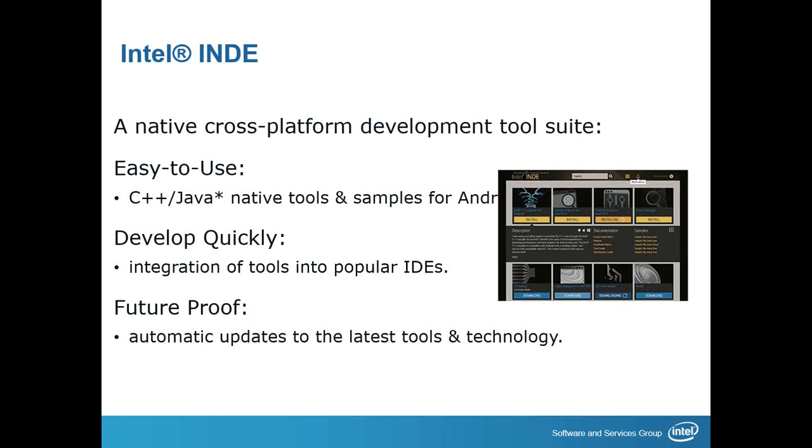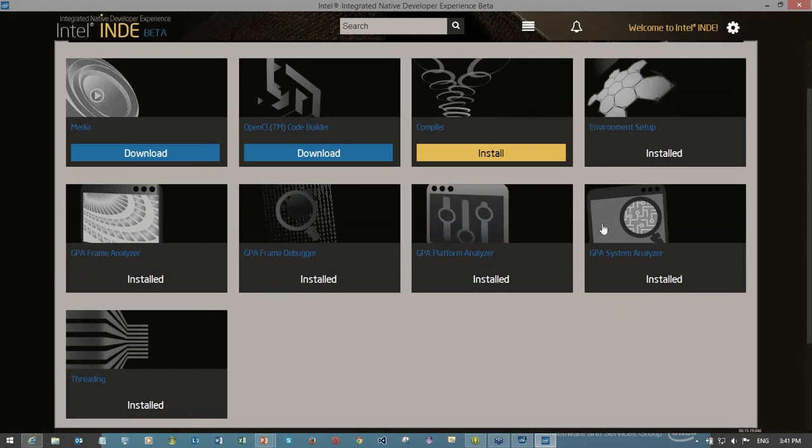So it has the threading, that is the TBB. It has the GPA, that is the Graphics Performance Analyzer. So there are 4 different applications which are part of the GPA suite. It allows you to install all of them individually. Then the environment setup, this is the one where it automatically installs the Eclipse. It installs the latest version of NDK, SDK, and it installs HAXM for you. Then the set of media libraries.